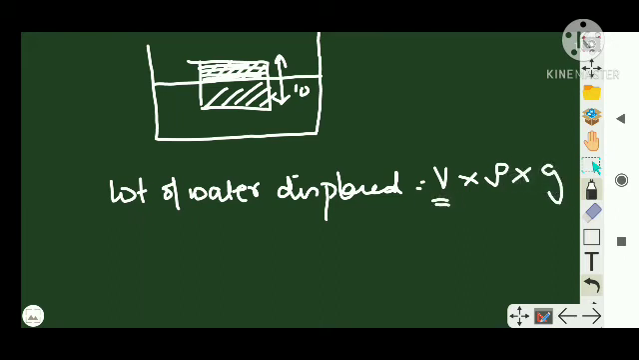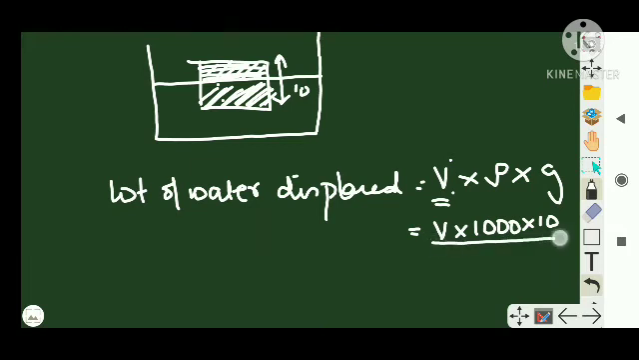is equal to volume of water displaced into density of water into g. Now how much is the volume of water displaced? This much portion is displaced, right? So in place of volume of water, I can write the volume of the cube inside the water, that is V. So V into the density of water, which is 1000, and g is 10, right? So it is 10,000 V. Clear? This much is clear, right?